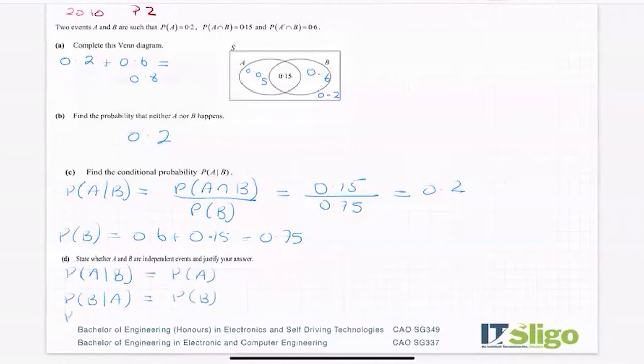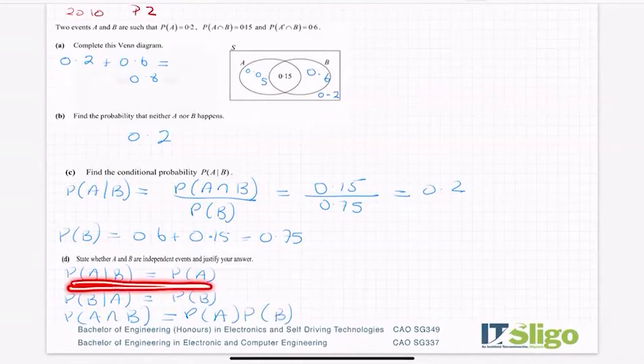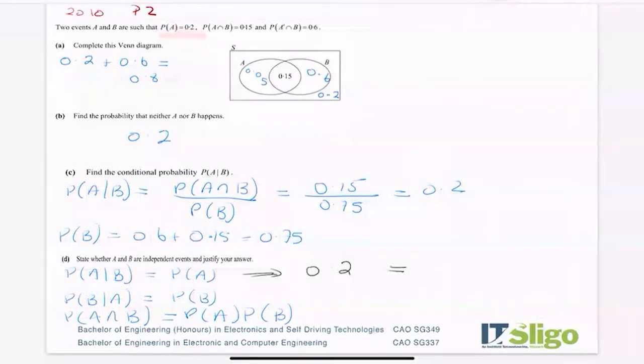The probability of B occurring given A has occurred is just B. And then the third one, the probability of A intersection B is probability of A by the probability of B. Okay, and it doesn't matter which one you take. That's an easy one there to take because we've just worked out the probability of A given B. So the probability of A given B is 0.2. We're wondering, is that equal to the probability of A, which is 0.2? They are equal, so therefore events are independent.